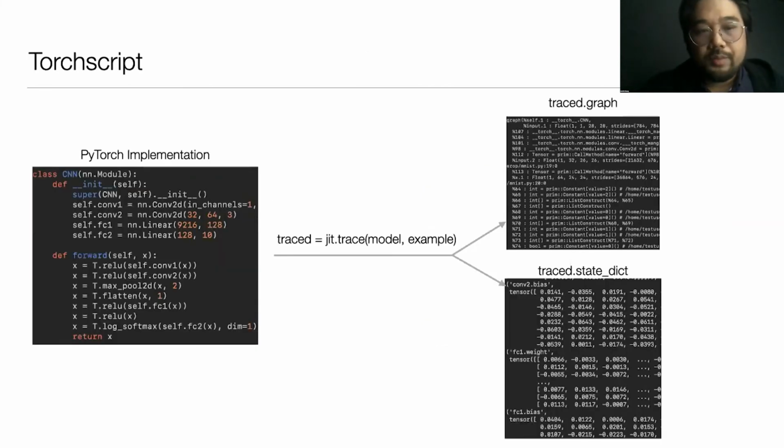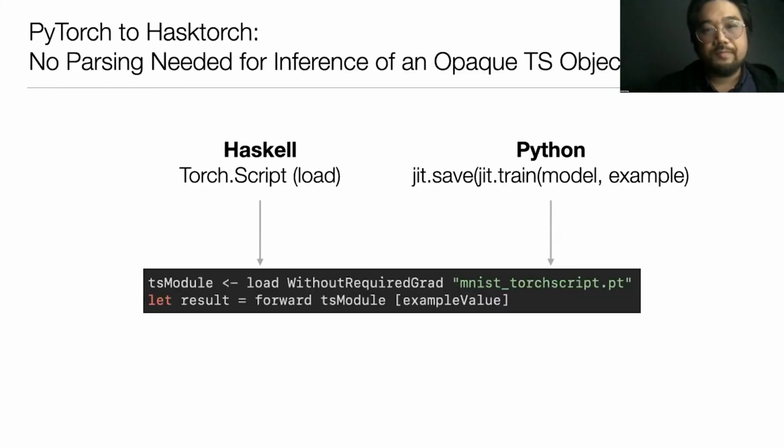If I'm going back and forth between Python and Haskell, I can take advantage of the TorchScript function ability to extract out the state dict parameter values as well as a computation graph. And if all I want to do is use Haskell for deployment, it's actually quite easy, with this one-liner, to load the TorchScript intermediate representation of a model and call the forward function, and then I can immediately have that Python PyTorch model running in a Haskell application.